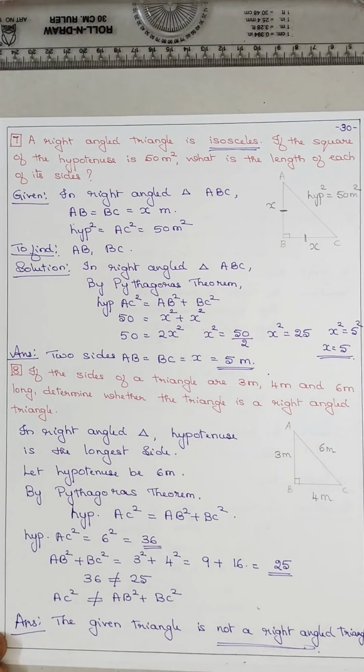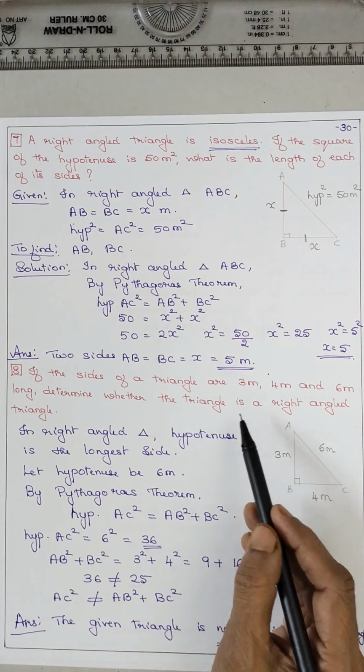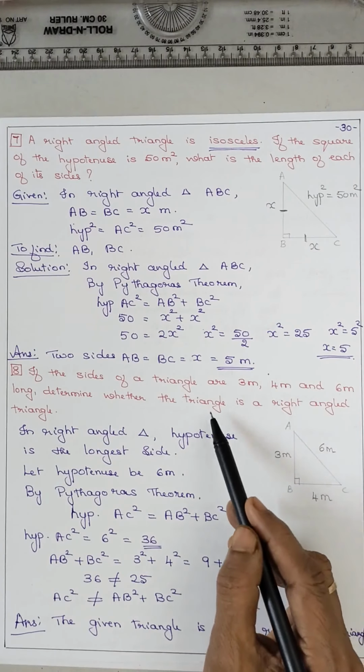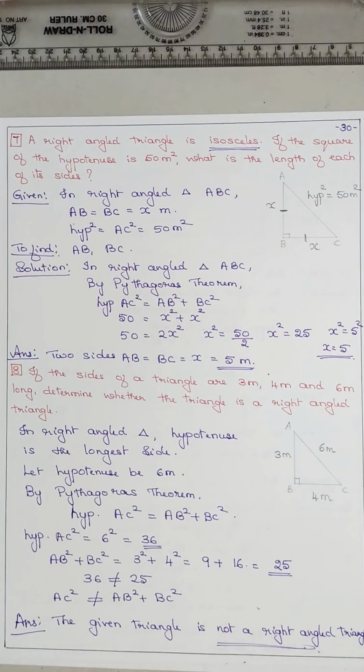Hope you understood this topic. So read the question properly, whether the triangle can be drawn or whether the triangle is a right angle triangle. So as soon as you hear right angle triangle, remember the Pythagoras theorem. It has to fulfill that theorem.